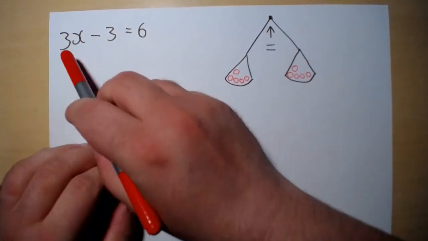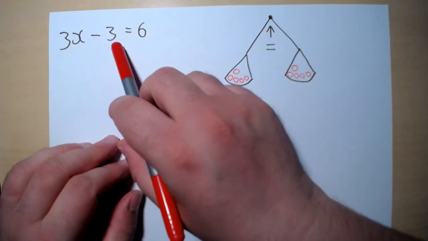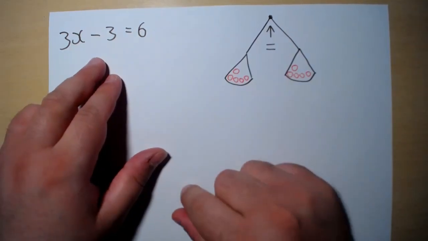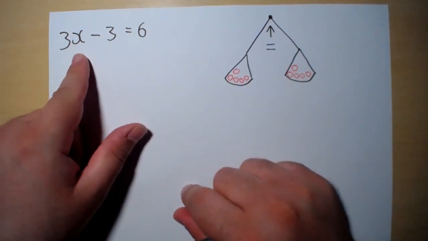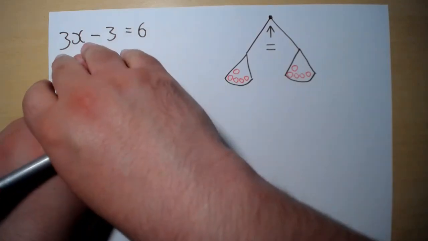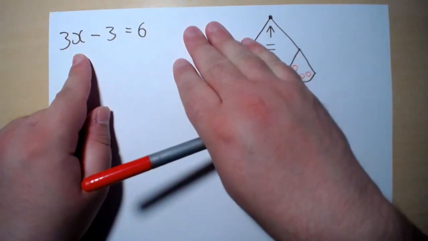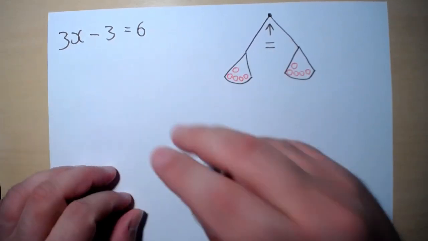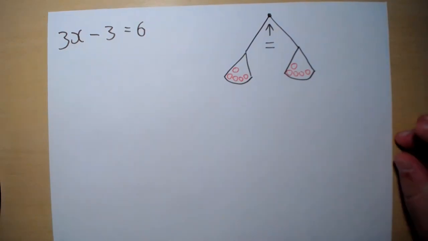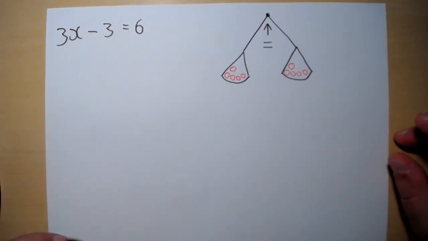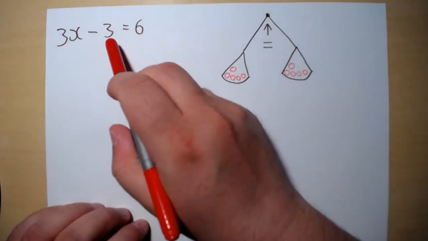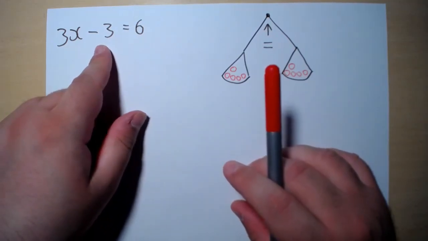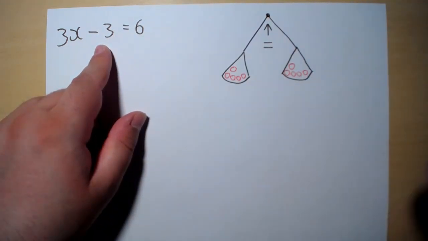So here we have 3x minus 3 equals 6. In order to solve this, we have to get x as the subject of the formula, and we put all the rest on the other side. Like that, we will get x is equal to something, and we will have the answer. So let's start to do this bit by bit. Let us first start by getting rid of this minus 3. If we have a minus 3, in order to get rid of it, we have to add 3.